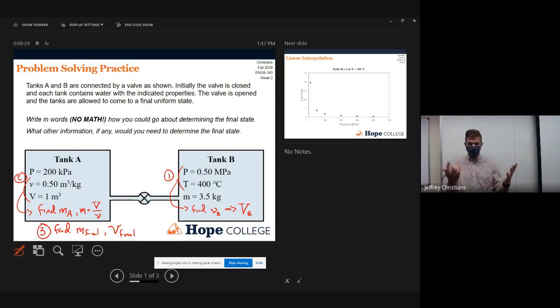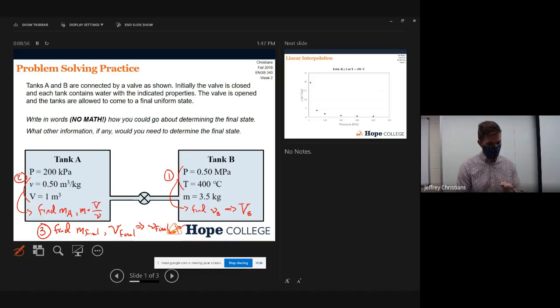So from the total mass and the total volume, we can find the specific volume, the final specific volume. The reason that that's good to be able to find is that it's not going to depend on, right?